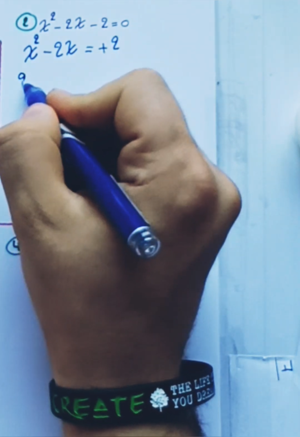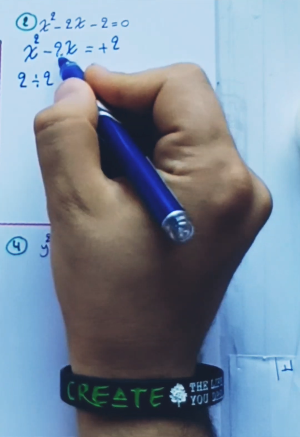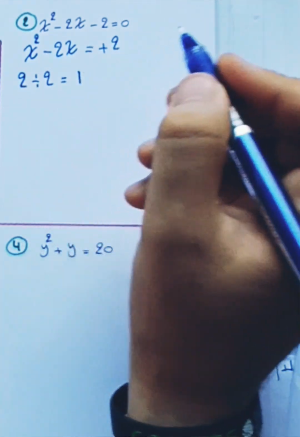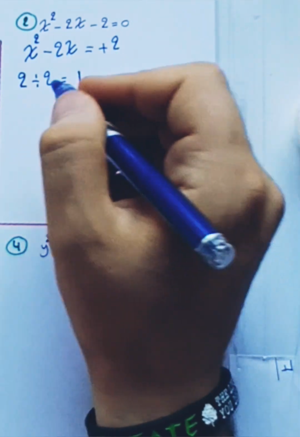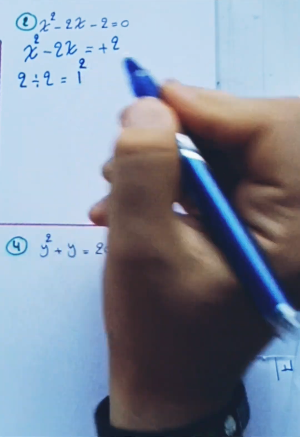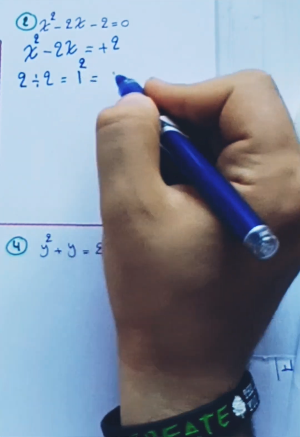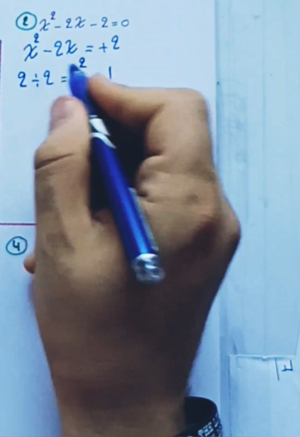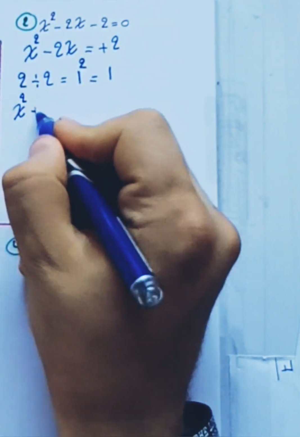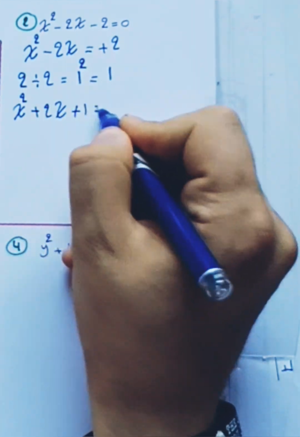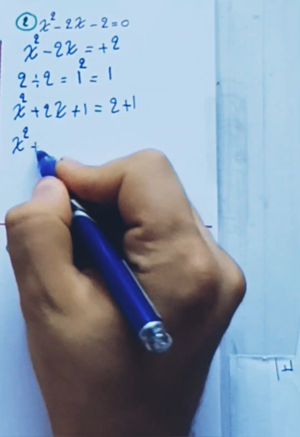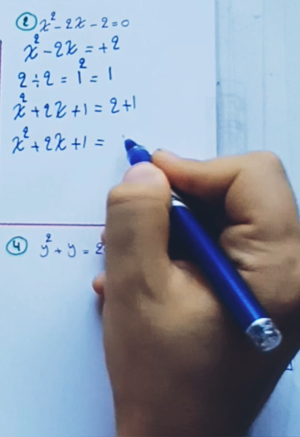2 divided by 2 and then square it. So 2 divided by 2 is 1, and you have to square it. 1 times 1 equal to 1, and then we have to add 1 to both sides of the equation. So x squared minus 2x plus 1 equal to 2 plus 1, and then we have to add these two numbers. X squared minus 2x plus 1 equal to 3.